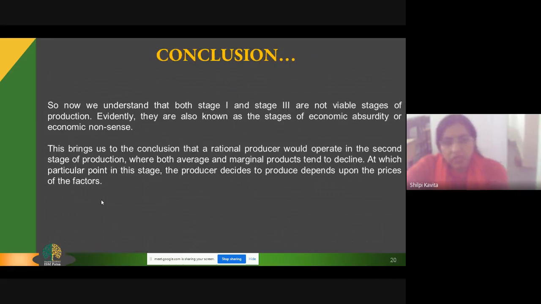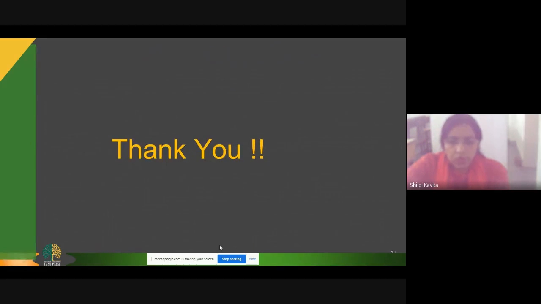So now we have understood that stage 1 and stage 3 are not viable stages of production and these stages 1 and 3 are called stages of economic absurdity or economic nonsense. So a rational producer will always operate in the second stage of production where both average and marginal products tend to decline. At which particular point in this stage the producer decides to produce depends on the prices of the factors also.